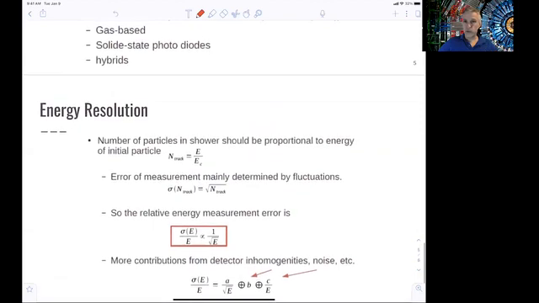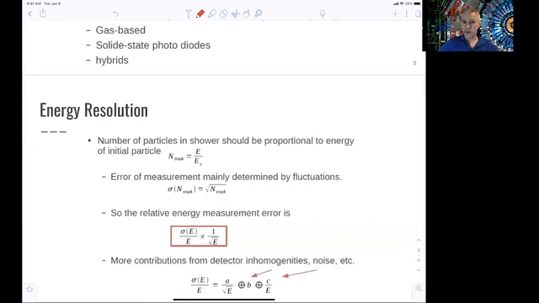So the energy resolution in a calorimeter depends on a number of things. As I was saying, one measures the number of particles being produced in a shower. And so that's just a counting experiment, and the uncertainty of that scales with the square root of the number of particles produced or measured. And so here we have a square root N term. So the relative energy measurement has an error which goes with 1 over the square root of the energy.